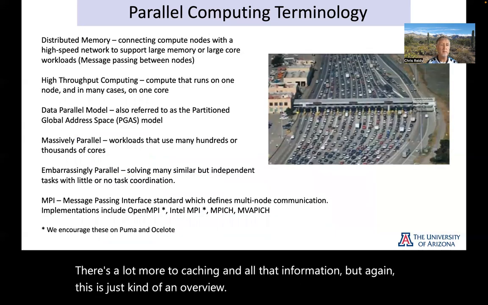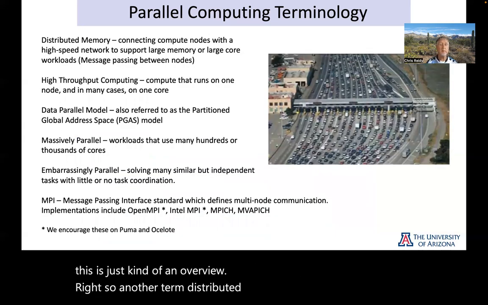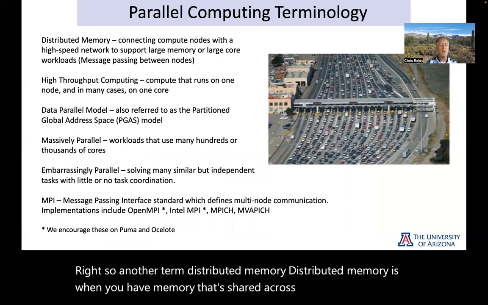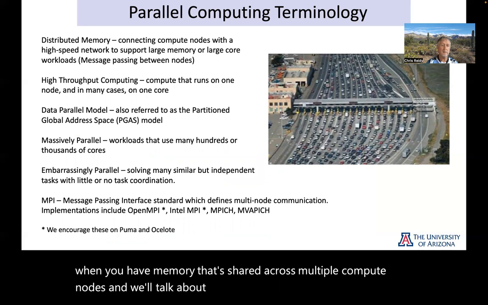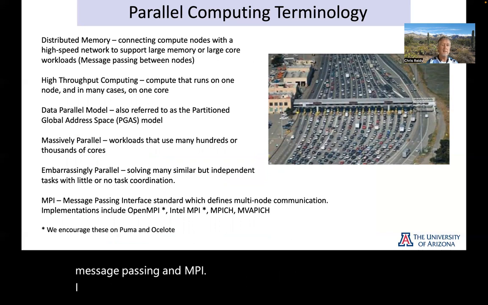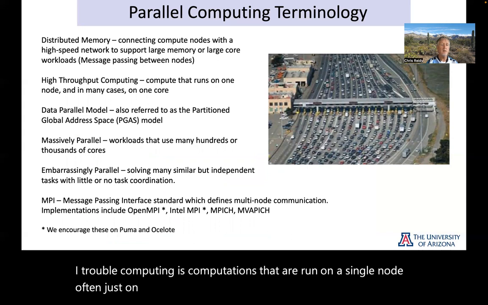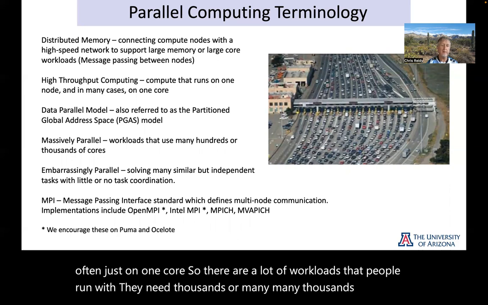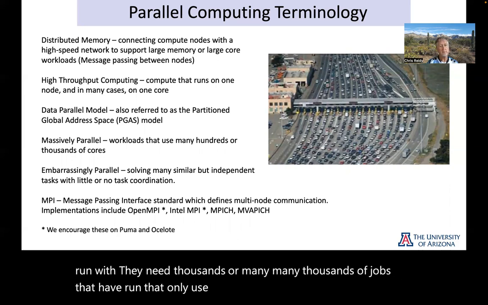Right, so another term, distributed memory. Distributed memory is when you have memory that's shared across multiple compute nodes, and we'll talk about how that is done. We'll talk about message passing and MPI. High throughput computing is computations that are run on a single node, often just on one core. So there are a lot of workloads that people run where they need thousands or many, many thousands of jobs that are run that only use one core each.